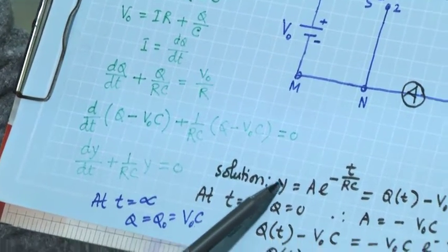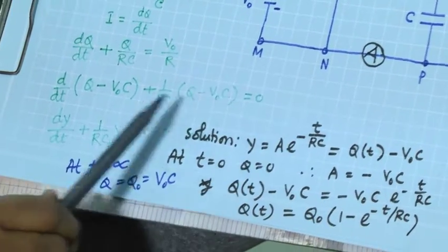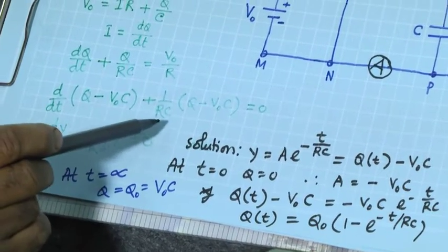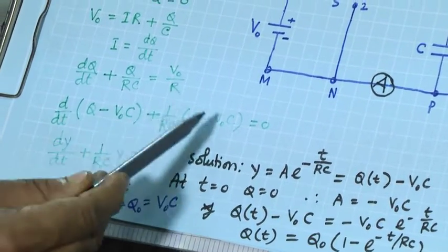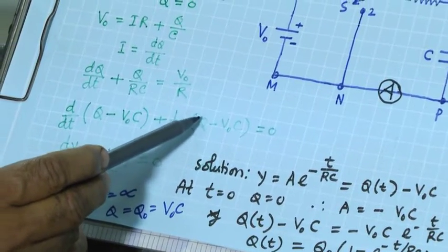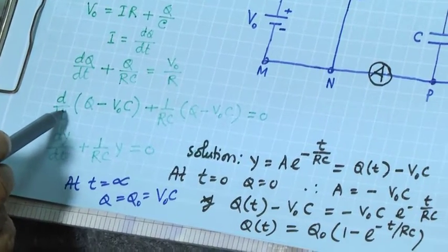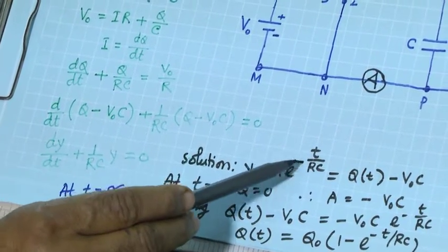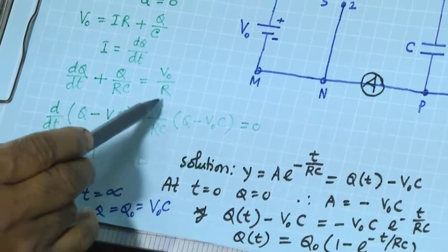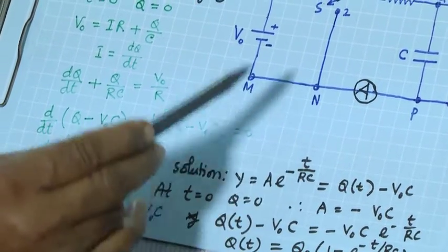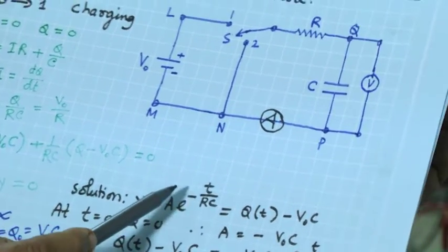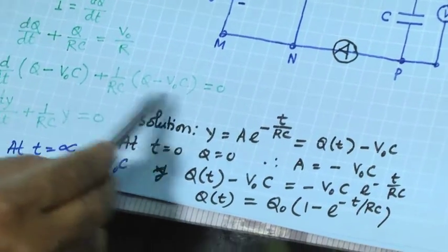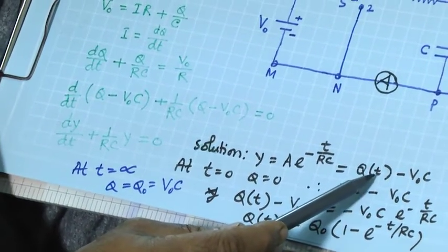This is a first order homogeneous equation, and its general solution can be written as y equal to A e to the power minus t by RC. Here y is q minus V0C, and q is a function of time, so the solution is e to the power minus mt, where m is 1 by RC.